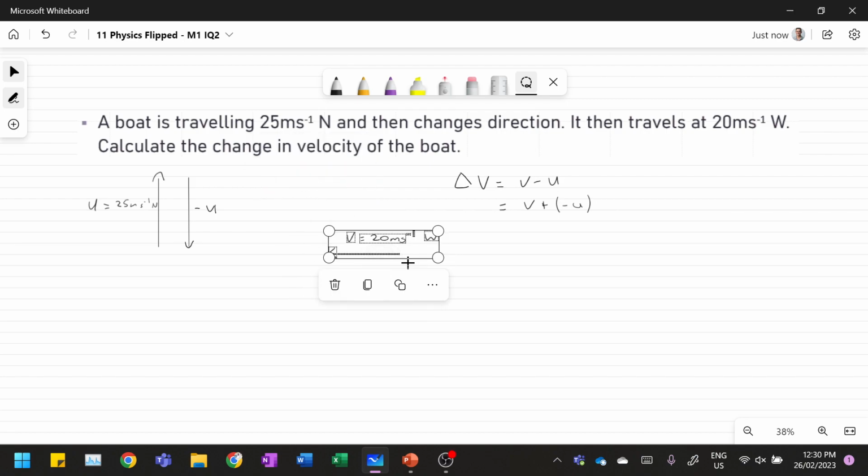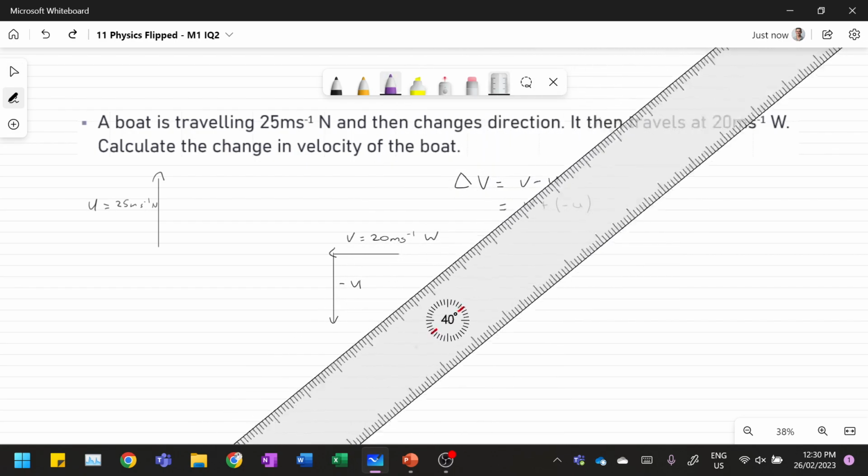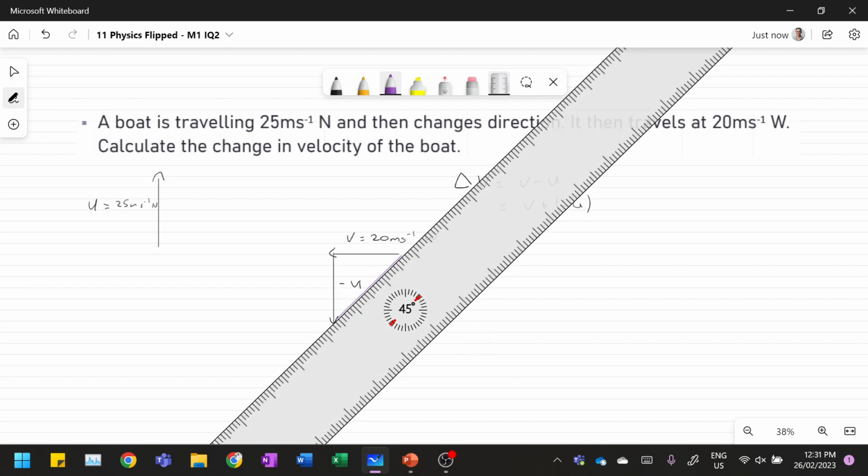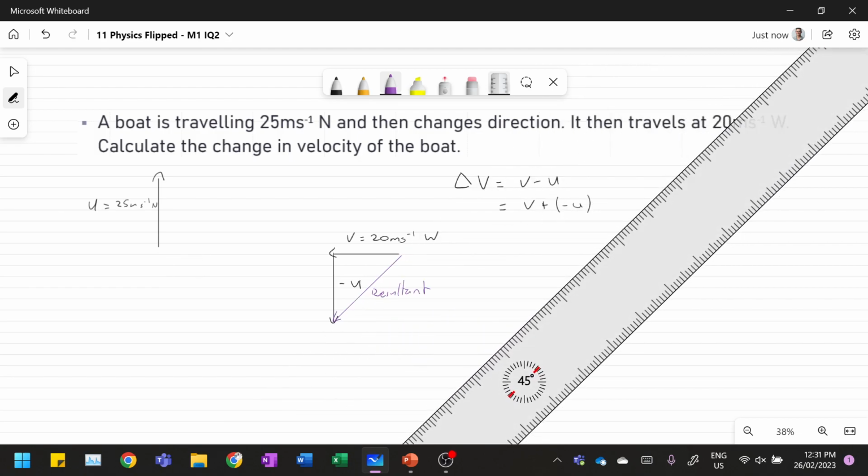We're going to combine that with our vector negative u here, remembering to put the tail of the second vector onto the head of the first. From there, again, we can draw our resultant vector, which is going from the tail of the first vector to the head of the second. So that is our resultant. In other words, it is delta v, our change in velocity.